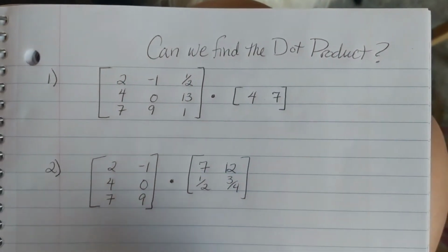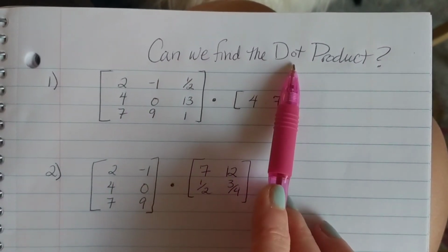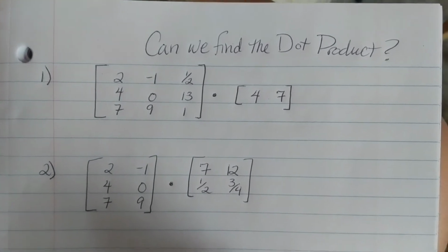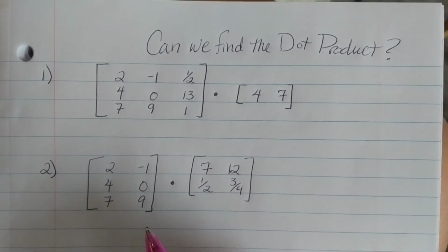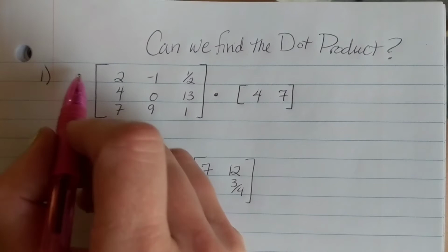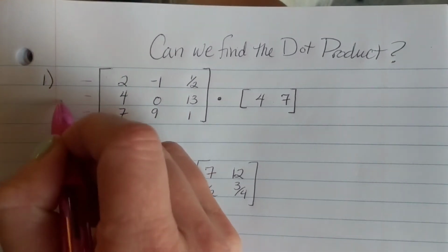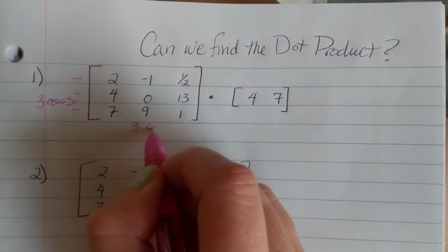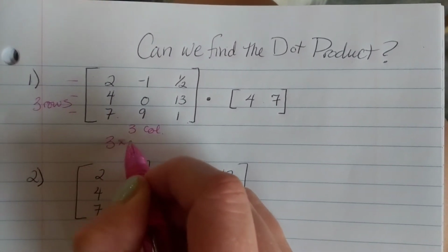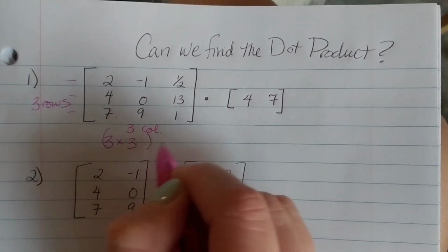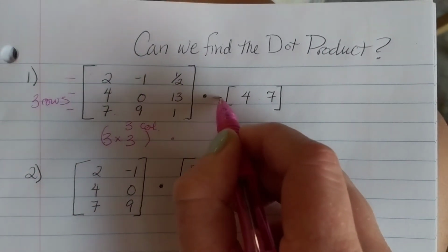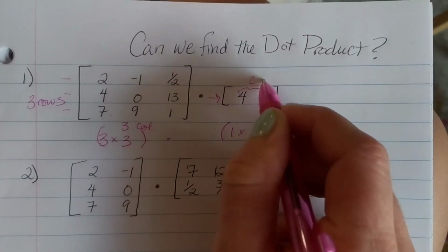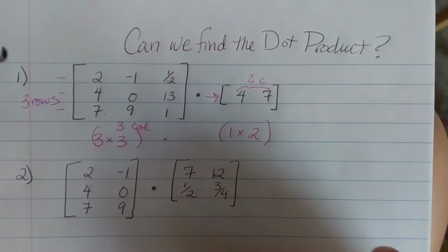Let's look at a couple examples here for whether or not we can find the dot product, and if so, what the matrix is going to look like. So step 1, I want to identify the rows and the columns, the order of the matrix. So in this one, I have 1, 2, 3 rows and 1, 2, 3 columns. So this is a 3 by 3. Alrighty. And then in my second one, I have 1 row and 2 columns. So that's a 1 by 2.